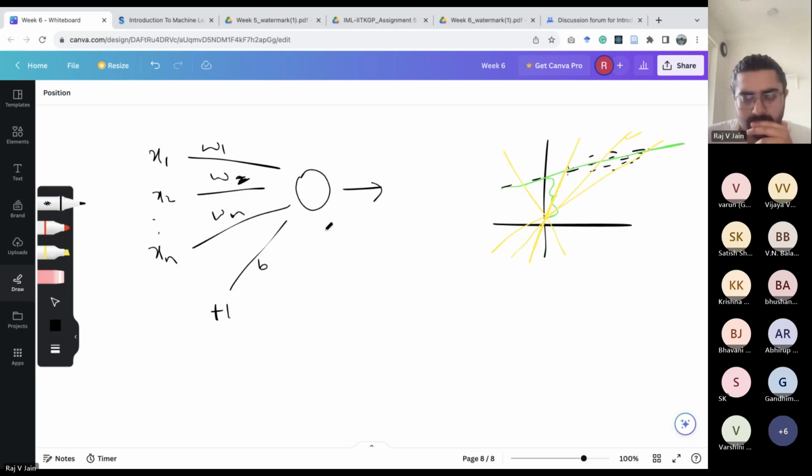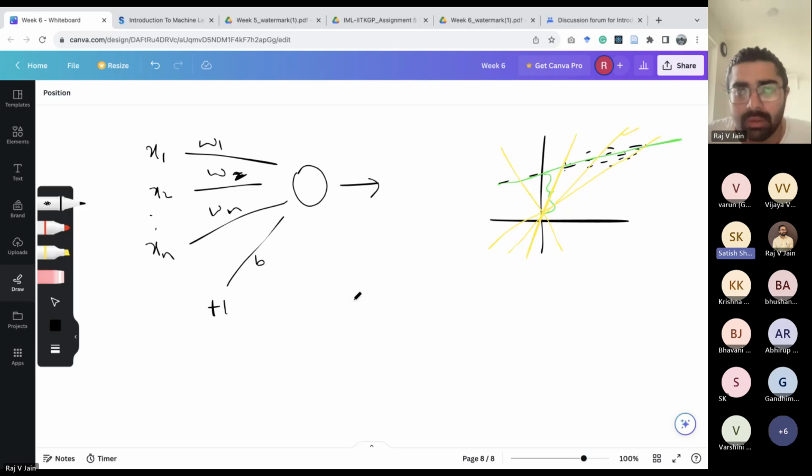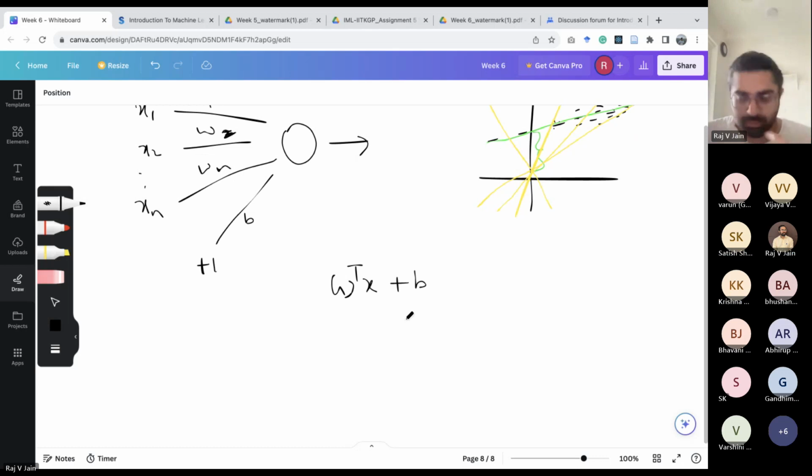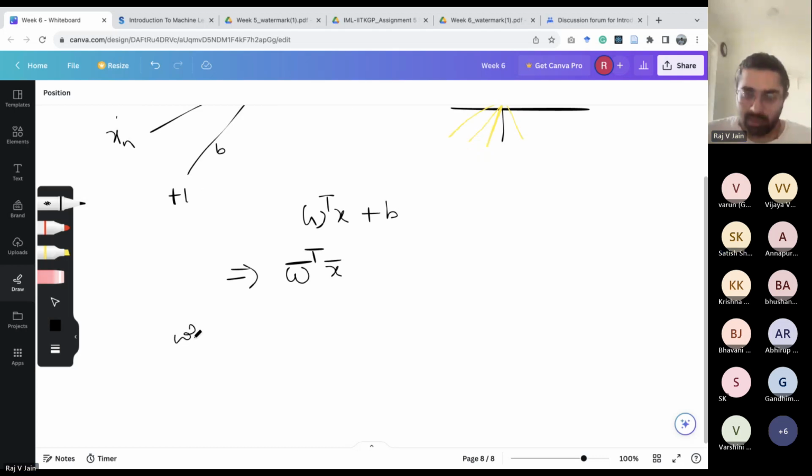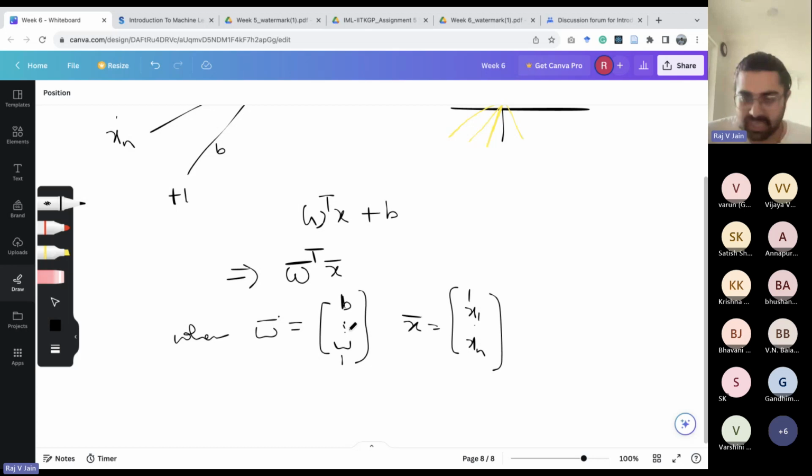Sir, can you think of another way? Giving the 1 makes the dot product calculation easier. When you do the multiplication with the vectors, W transpose X, this is also W0 if you think. Precisely. So you can view this as W bar transpose X bar, where W bar can be seen as b and then all your W's, and X bar can be seen as 1 and then all your X1s to Xn's. Correct. Precisely.